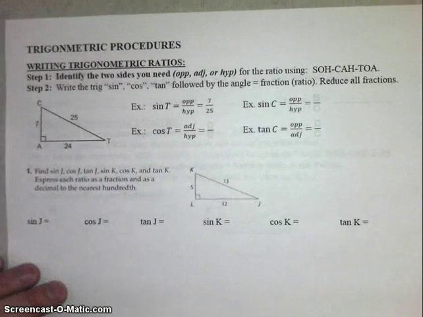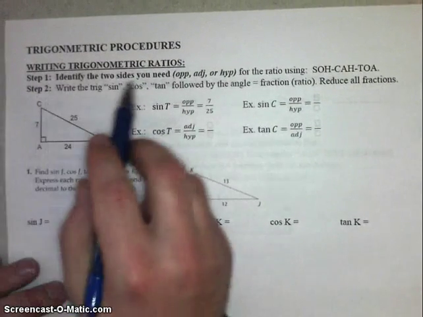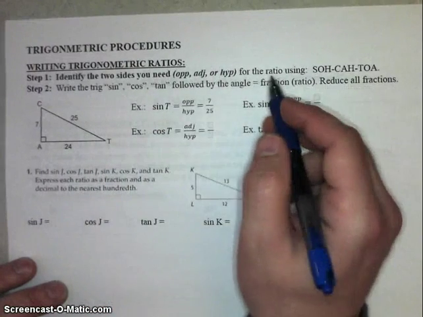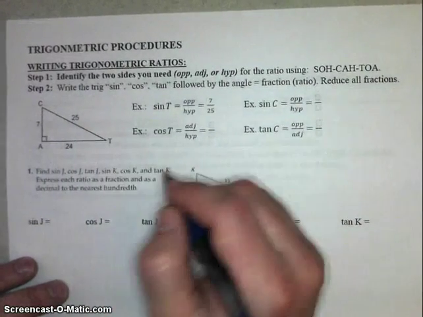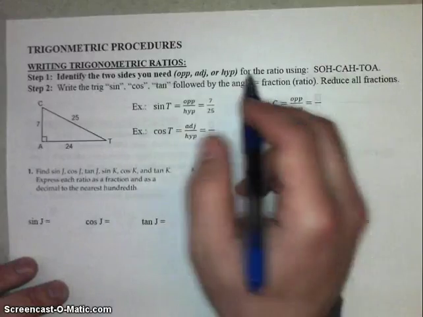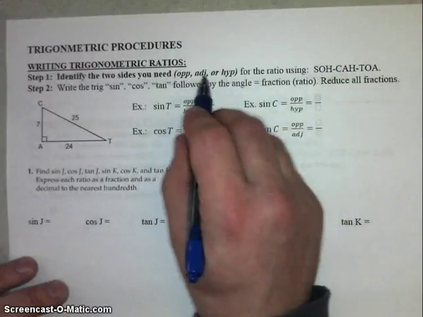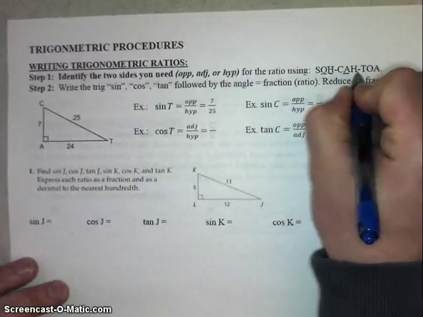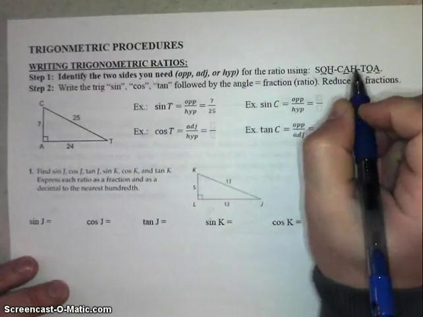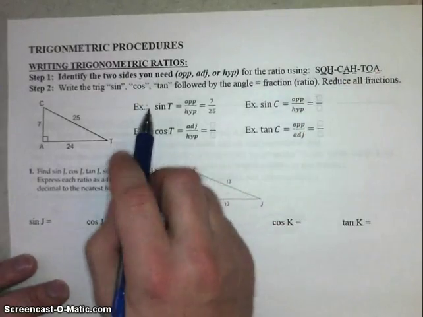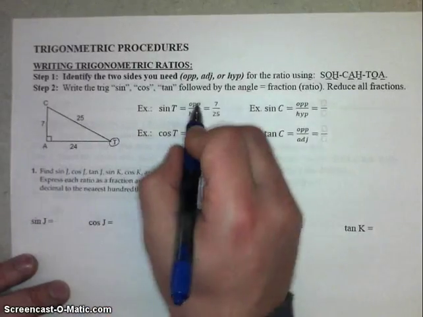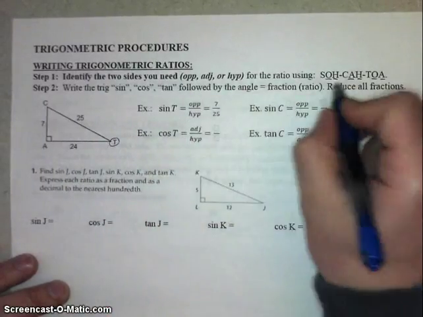So here are our trigonometry procedures. Step 1 is to identify the two sides that you need. Either we are given one and finding the other, or we're finding one given the other. So either opposite, adjacent, or hypotenuse, and we can label them with O, A, and H. Okay? So here's our first example. If I want the sine of angle T, that's your reference angle, that's opposite over hypotenuse if you remember from SOHCAHTOA.